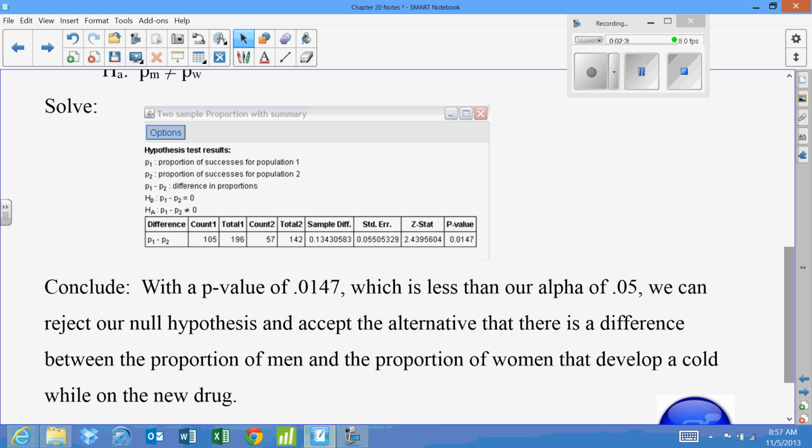We can't say that one group was bigger than the other because we did not actually test that, but we can say that there is a difference.